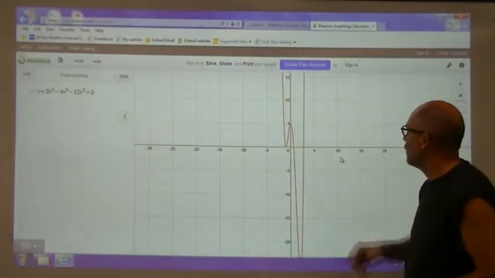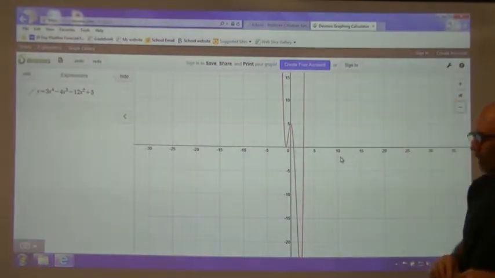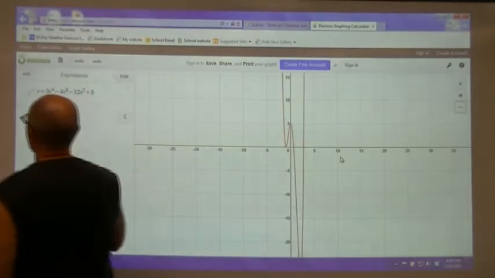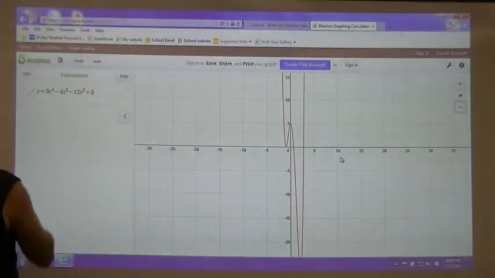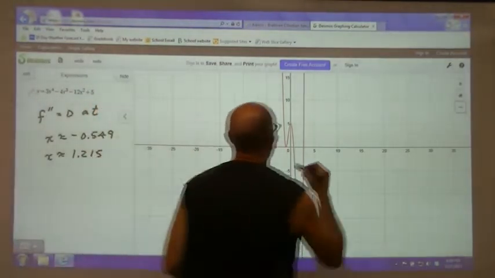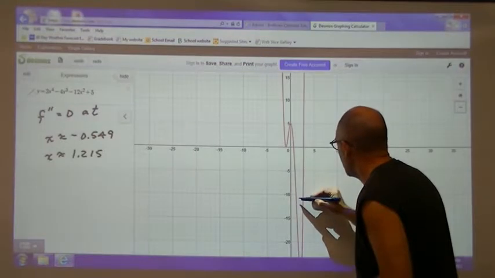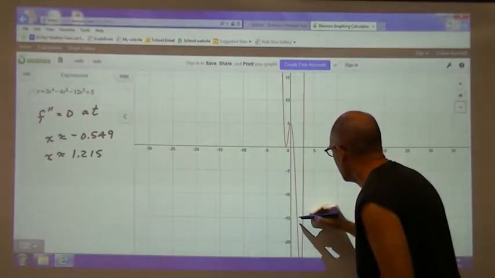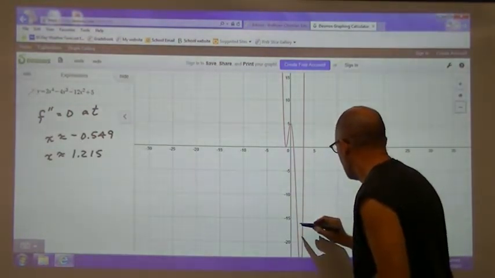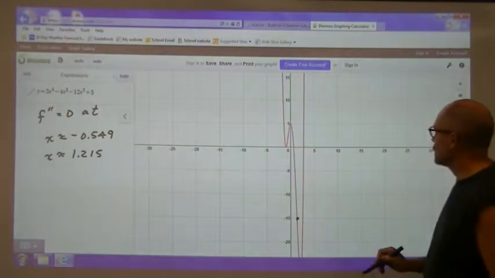3, 4, 5. Okay, so notice each block is 1 here, and 1.215 is going to be located right about, let's see, yeah, make it about right there. That's the point of inflection on the way down.